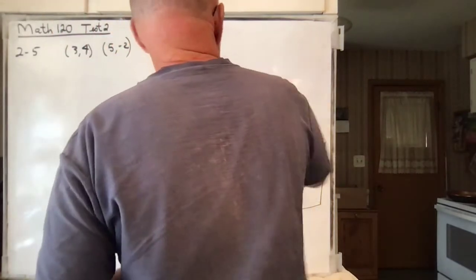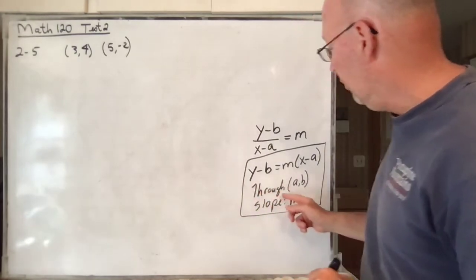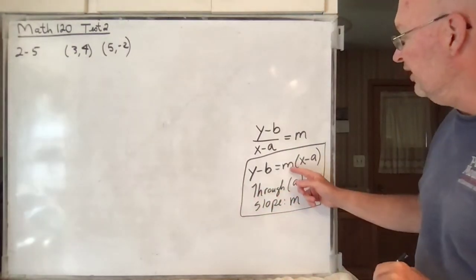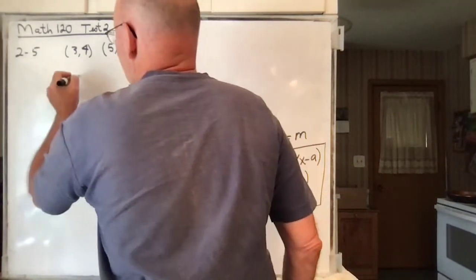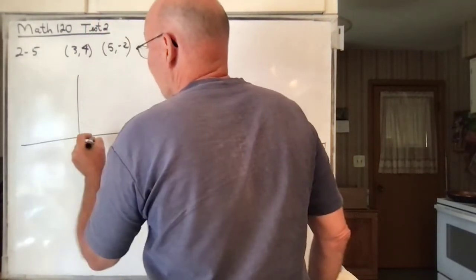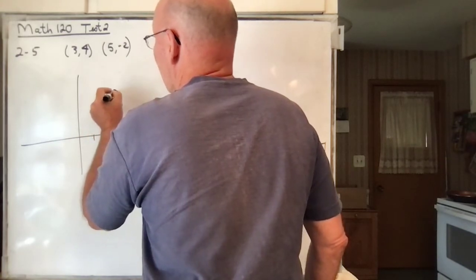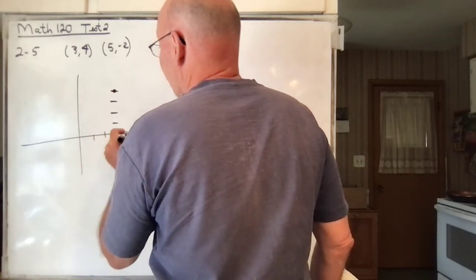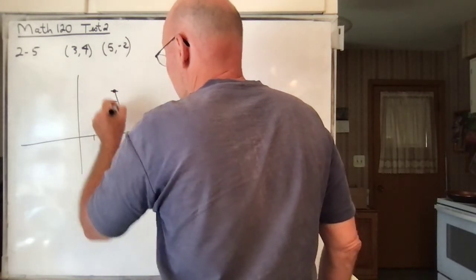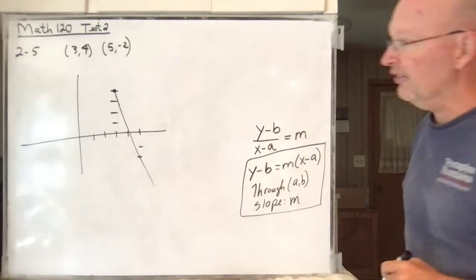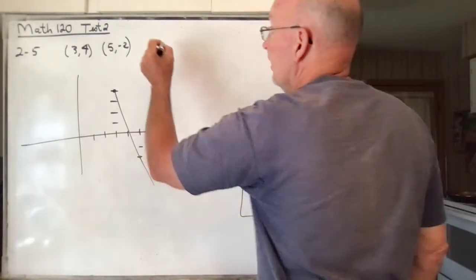So what do we have in this case? We've got 2 points, so we have no trouble with the point. We just need to find the slope. We have the point (3, 4) and we have the point (5, -2) down there. Apparently that's the slope right there. It looks like it's going to be a negative number. Let's find out what it is.